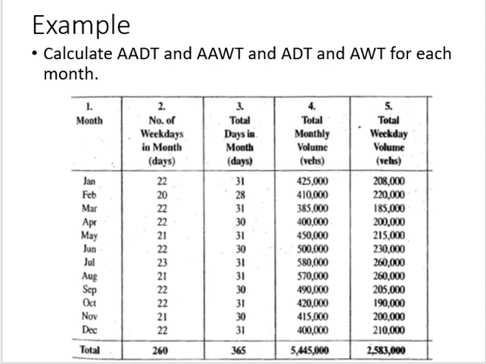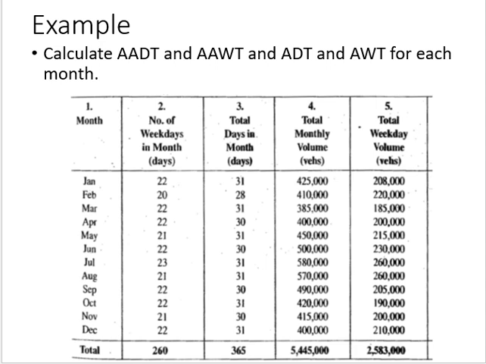This is the total traffic in the month. This is the traffic on the weekdays of the month. Okay, so this is 425,000 in how many days? 31. This is 208,000. Which days? 20. Clear? And we have to calculate AADT, AAWT, ADT, and AWT for these values.